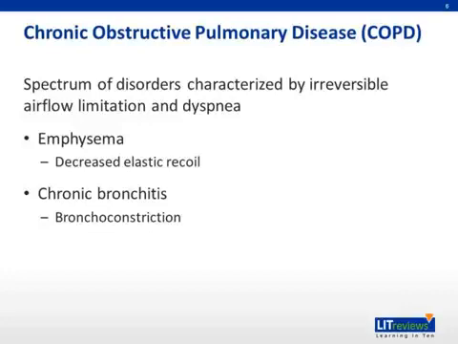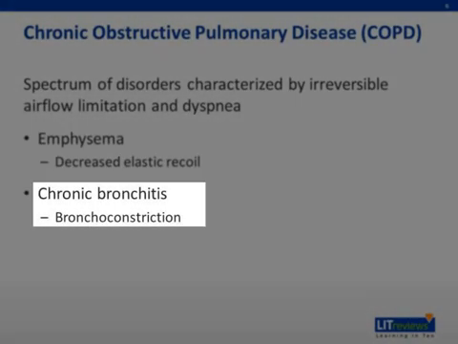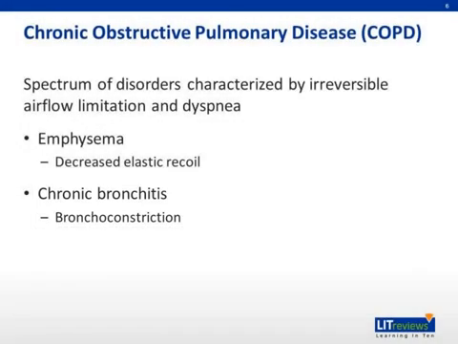Flow of air through the bronchial tree is directly proportional to the driving pressure and inversely proportional to the resistance. In emphysema, decreased elastic recoil leads to decreased driving pressure and therefore decreased airflow through the bronchial tree. In chronic bronchitis, increased resistance from bronchoconstriction throughout the bronchial tree leads to decreased airflow. Many patients with COPD have components of both emphysema and chronic bronchitis.